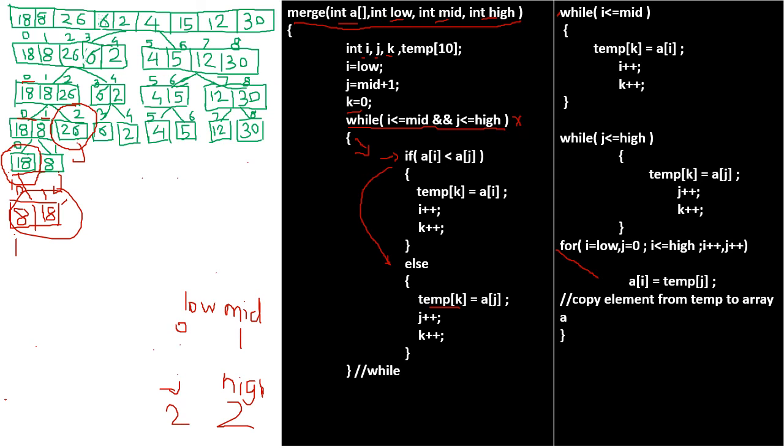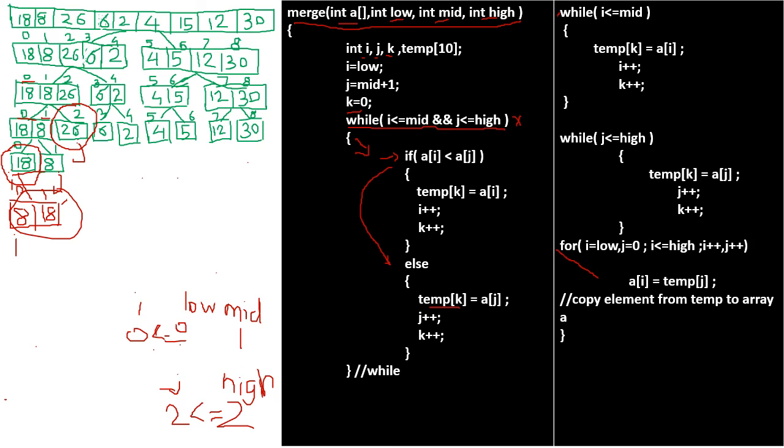After that, check while I is less than or equal to mid. I value is 0. Is 0 less than or equal to mid, which is 1? Yes, it is less. Then check the next condition: is j less than or equal to high? Yes, it is equal to high.